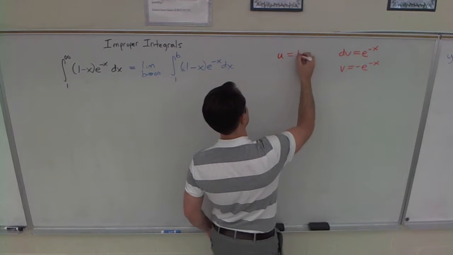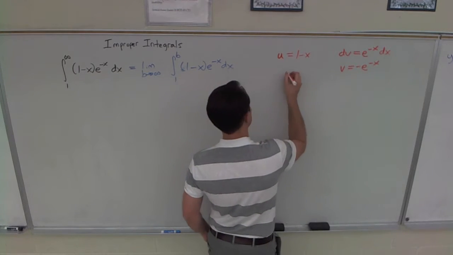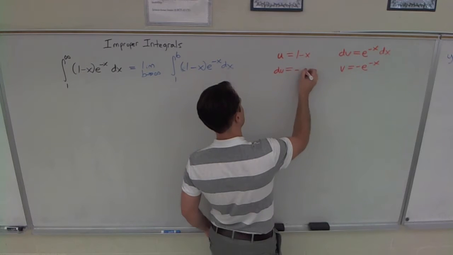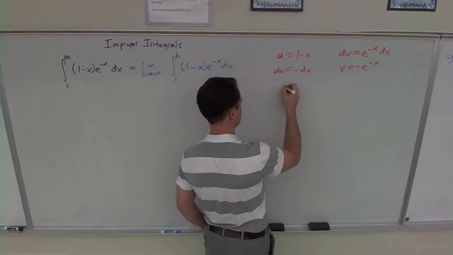So that leaves this part. Oh, should have put a dx there. To be u. So then du is just negative dx. So let's see what that becomes. Let's just do the integral right here.